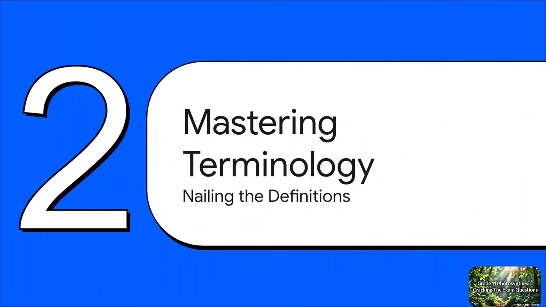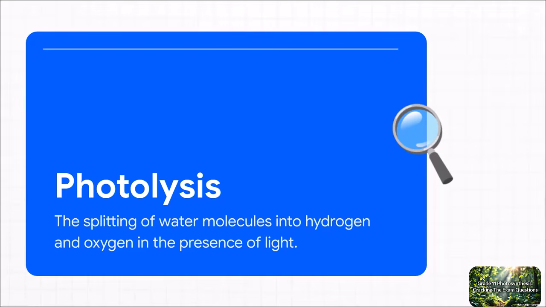Let's move on to Section 2, Mastering Key Terminology. Honestly, this is your superpower. If you know these definitions cold, you can unlock what any exam question is really asking. First up, photolysis. Here's a little trick to remember it forever.